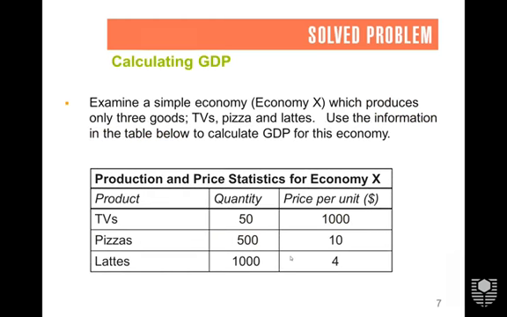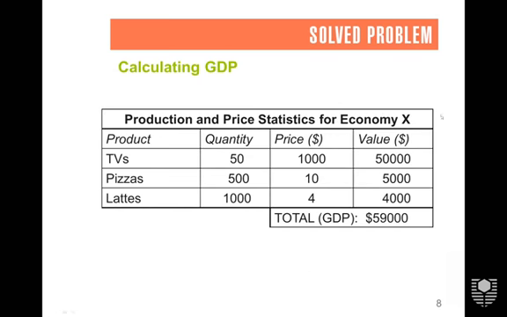Okay, so this is just a mathematical example of how we calculate GDP. So assume that we are talking about a very simple economy where only 3 products are being produced: TVs, pizzas, and lettuce. So how do you calculate the GDP for this kind of economy? What you need to do is quantity of a good produced times the price per unit. So 50 × 1000 would be the market value of TVs, 500 × 10 would be the market value for all the pizzas, and 1000 × 4 would be the market value for lettuce. So you calculate the market value and you add up all the market values of all the final goods and services being produced, and we call it total GDP, which is equal to $59,000 in this particular example.